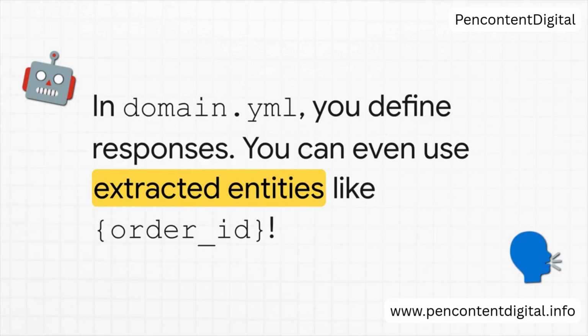But wait, what even is that utter order status action? This is where it all clicks together. We define that action back in our rulebook, the domain.yaml file. We write out the exact line the bot should say. And here's the magic part. We can drop in that order ID entity we extracted earlier. This lets the bot give a personalized, dynamic response like, your order 12345 is currently being processed. See how it all connects?